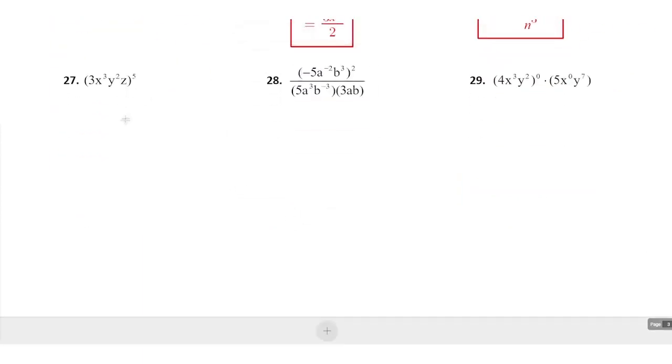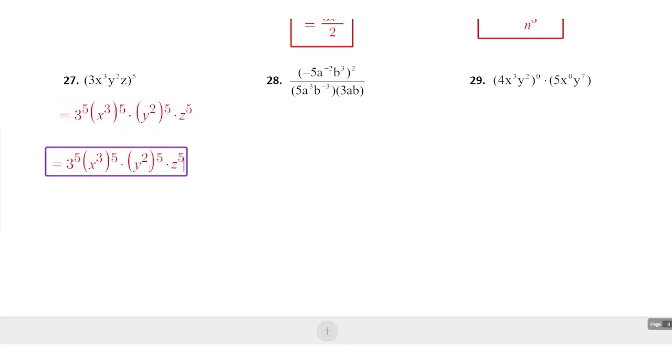Number 27 says 3x cubed times y squared times z, and all that's being raised to the 5th power. So what we want to do is actually raise each of those factors to the 5th power. Anytime you raise a power to a power, you do multiply those powers, which is going to give you a little clue on what's going to happen next. 3 to the 5th, I'm just going to leave it like that. You do have a calculator, so you could probably go ahead and evaluate that. But that's just a little bit too much for me to do in my head. So I think I'm just going to leave it like 3 to the 5th.